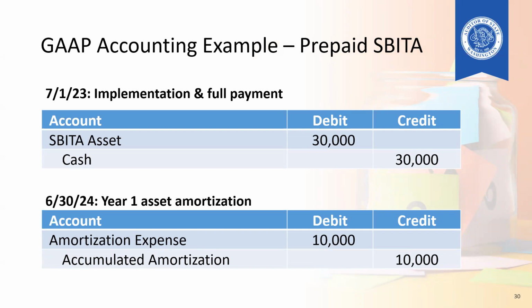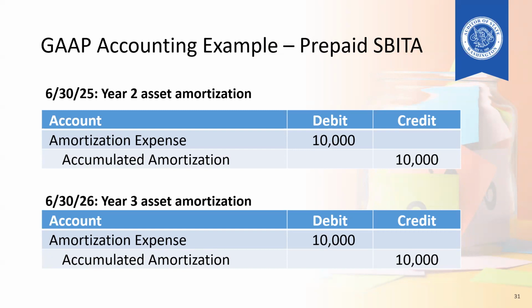Now, after recording that SBITA asset, you're just going to amortize it over the subscription term. So I'm going to show you straight line here. Since the total asset was $30,000 and the contract is for 3 years, we're going to amortize $10,000 each year, which means it just gets recorded as an amortization expense. The last 2 years are also pretty straightforward. Again, we're just recording the amortization expense of $10,000 in each year.